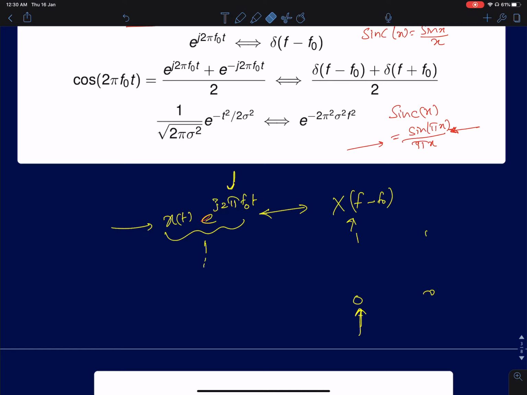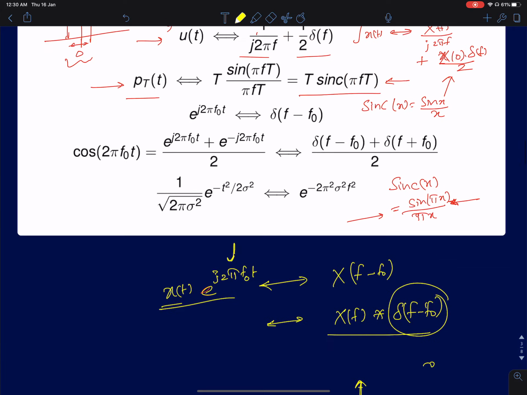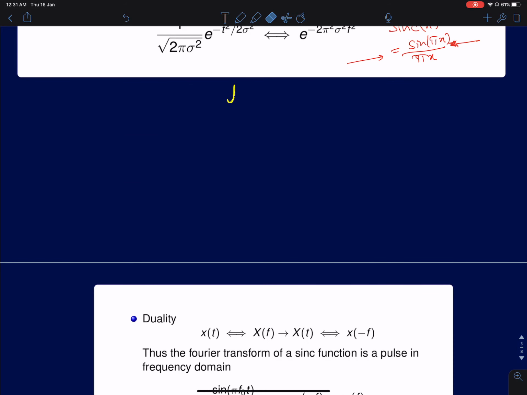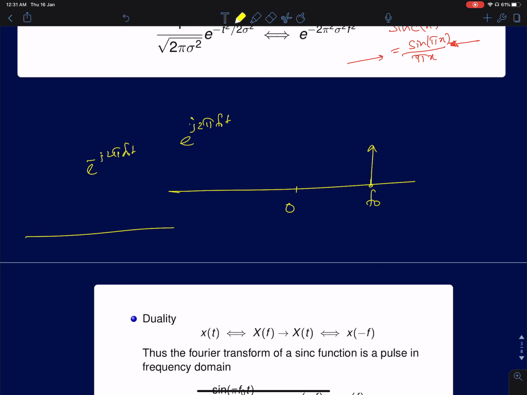Using that, you can very easily show that this can be written as x of f convolved with delta of f minus f naught. There is a very interesting property: multiplication in the time domain is convolution in the frequency domain. From that itself, you can directly say e power j 2 pi f naught t will have a Fourier transform of delta of f minus f naught. So a complex exponential of this form will have a Fourier transform that is an impulse centered at f naught. Similarly, e power minus j 2 pi f naught t will be an impulse centered at minus f naught.